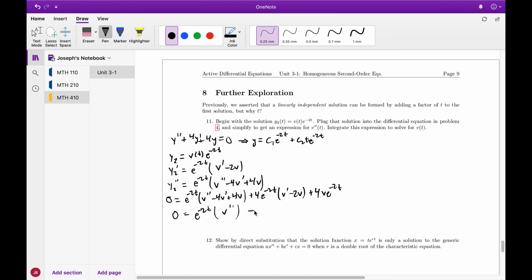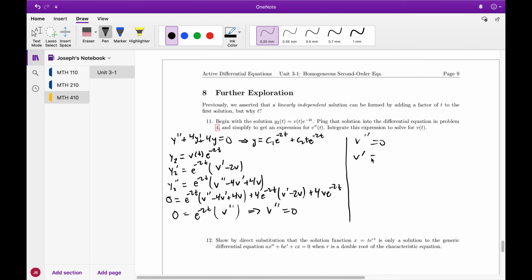What that tells us then is that e to the minus 2t is never 0, and if this is going to be 0 for all t, then v double prime has to be 0 for all t values. Oh, well, that's actually a differential equation, right? v prime prime equals 0.